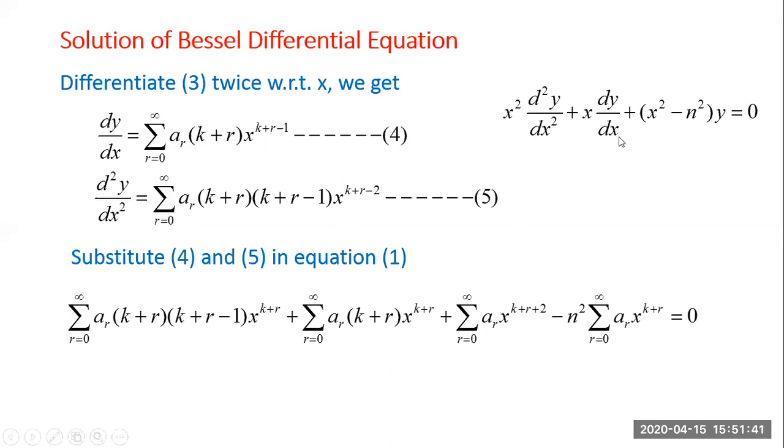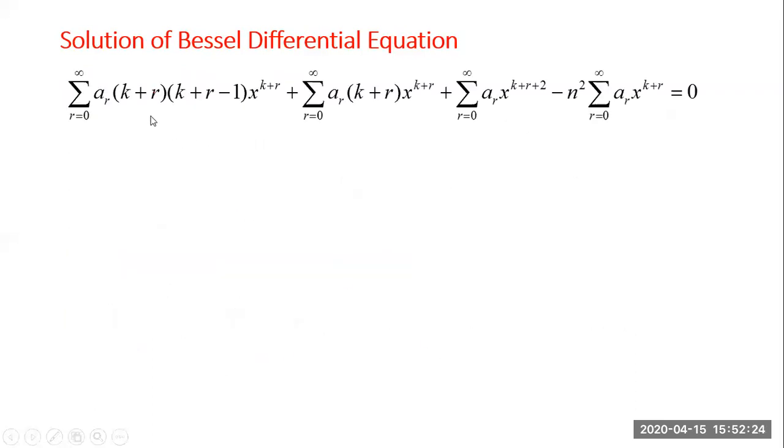Then plus x into dy by dx. So multiply dy by dx by x. You get ar (k plus r) into x to the power k plus r minus 1, which becomes x to the power k plus r. Then plus x square into y minus n square into y, where y is given by summation ar x to the power k plus r. So x square into this y becomes ar x to the power k plus r plus 2, minus n square into y, which is summation ar into x to the power k plus r. So substituting dy by dx and d square y by dx square in the Bessel's equation, equation number 1, we get this expression.